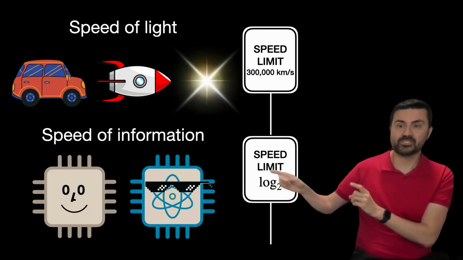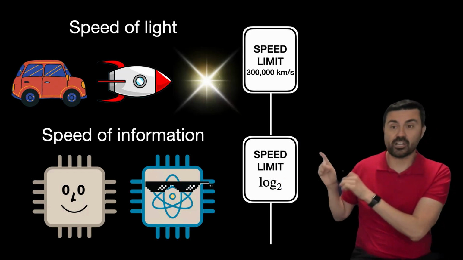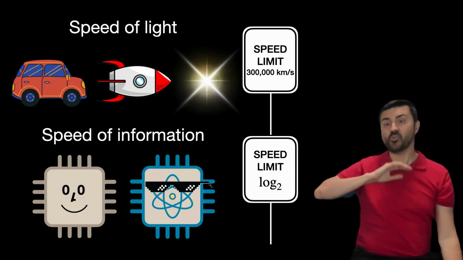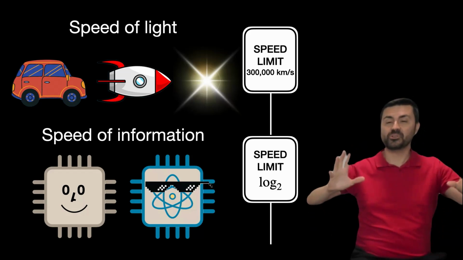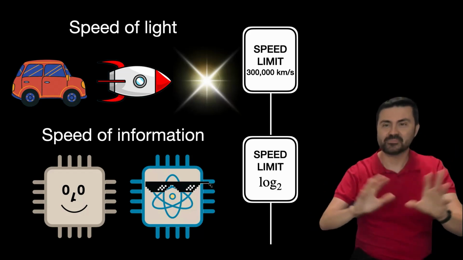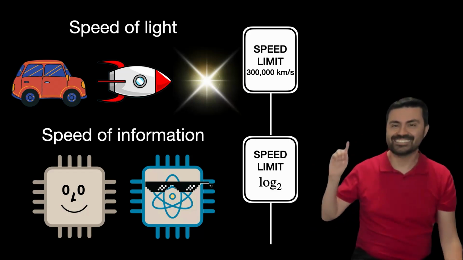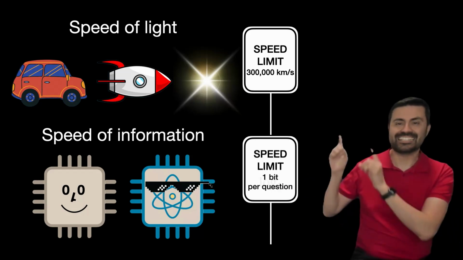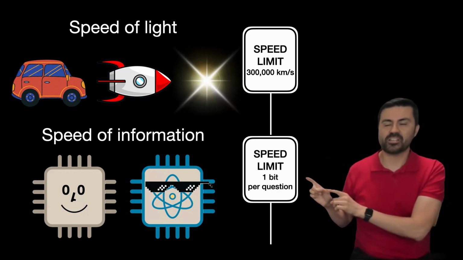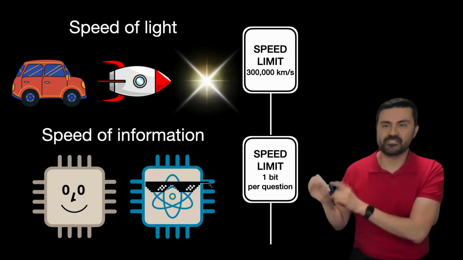So even quantum computers have to abide by this logarithm base 2 rule. That means no matter how amazing this quantum computer is, you can build a quantum computer using every single atom in the known universe, and it still has to abide by this speed limit. In other words, it needs one yes-no question to gain one bit of information.